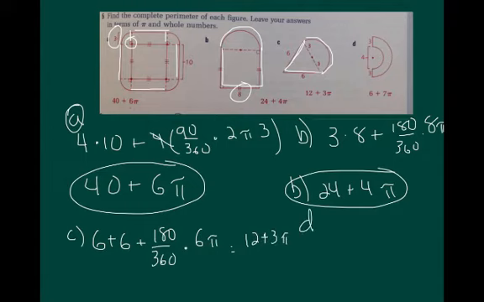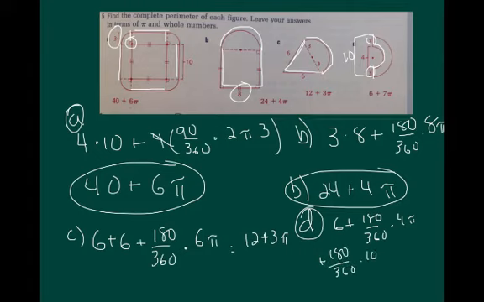And then the last one, D, see if we can fit it on here, is going to be these two straight portions, 3 and 3. So that's going to be 6, plus two semicircles. The first is going to have a diameter of 4, and the second one's going to have a diameter of 4 plus 3 plus 3, or 10. So we'll have 6 plus 180 over 360 times 4 pi plus 180 over 360 times 10 pi, and that's going to give us our final answer of 6 plus 2 pi and 5 pi makes 7 pi. Sorry to squeeze it in there.